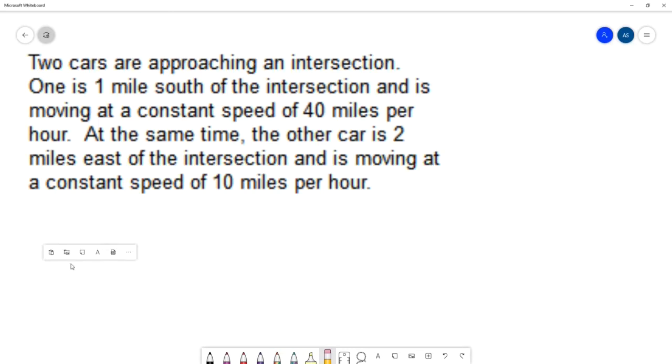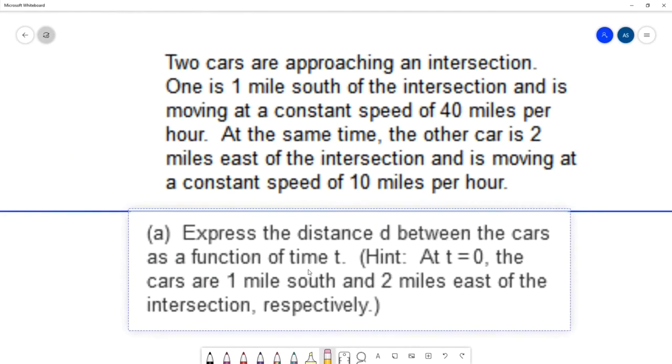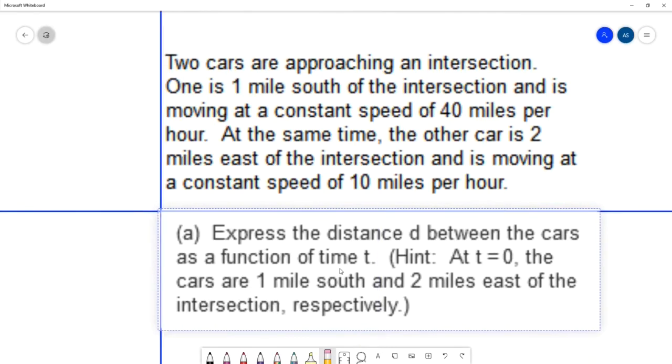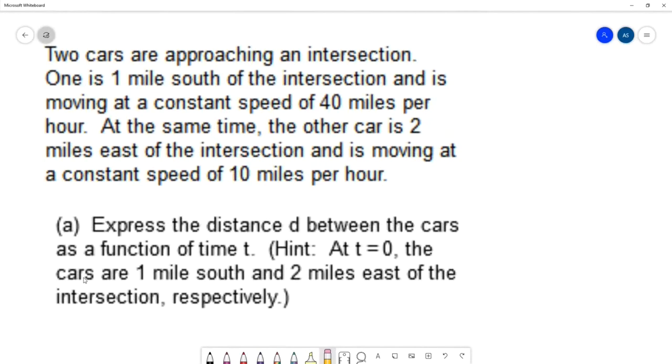So in this question, what we want to do is express the distance between the cars as a function of time. So at t equals 0, the cars are 1 mile south and 2 miles east of the intersection respectively. So this is going to help us with our picture. We're going to draw a picture to represent that intersection.